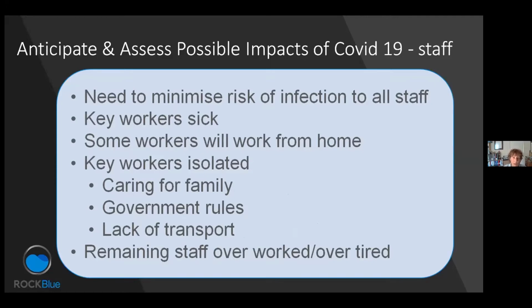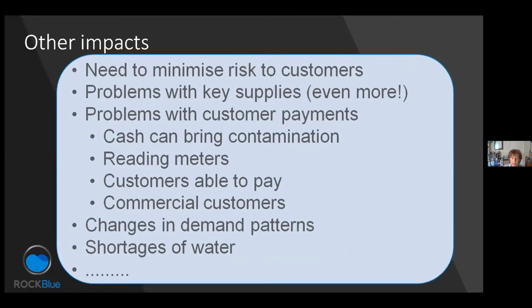You may have some key workers sick, and some workers will have to work from home. I know some African countries have already applied lockdown regulations. And so key workers may be isolated. They may need to care for their family members. There may be government rules, and there may be a lack of transport for them to get to their places of work, which could leave remaining staff who are less affected overworked, dealing with too much, and overtired.